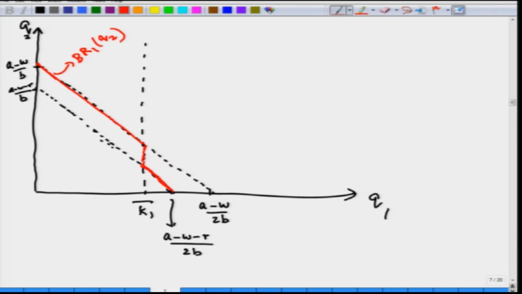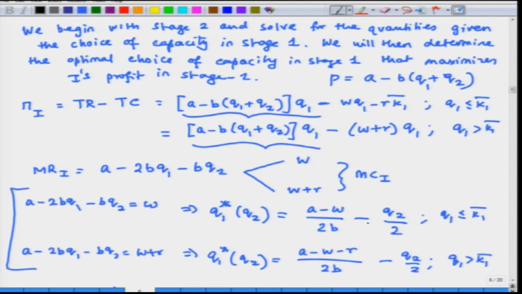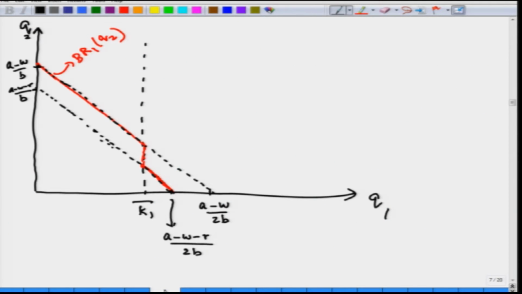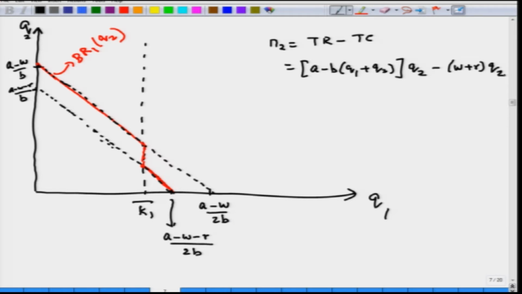So, on the other hand, as far as firm 2 is concerned, for firm 2 there is just one marginal cost, which is W plus R. So, as far as firm 2 is concerned, π2 is again total revenue minus total cost, which is the price (A − B(Q1 + Q2)) times Q2, minus the total cost, which is (W + R) times Q2.